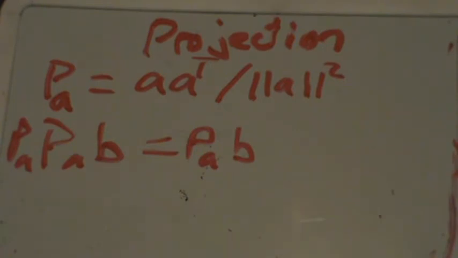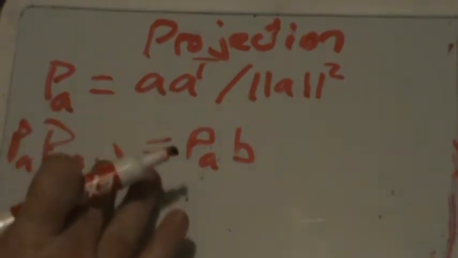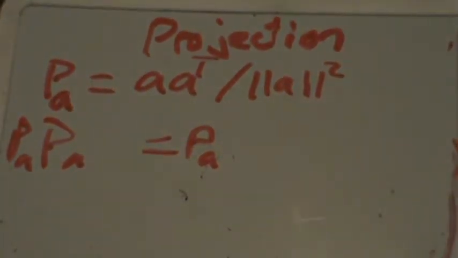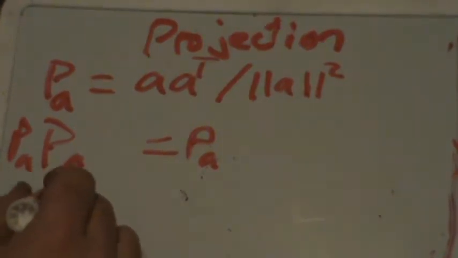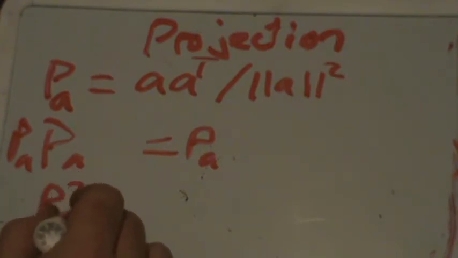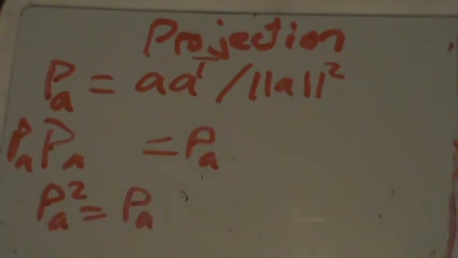But this has to apply for every B that is out there. If this is true for every single B, then it must be true that this is the case. But PA times PA is PA squared. So we get the projection of A squared has to equal projection of A. Now this is a neat little property about projections. This particular property is called idempotent. You don't have to memorize that one, but if you want to look it up in Wikipedia or something like that, it is idempotent, right?